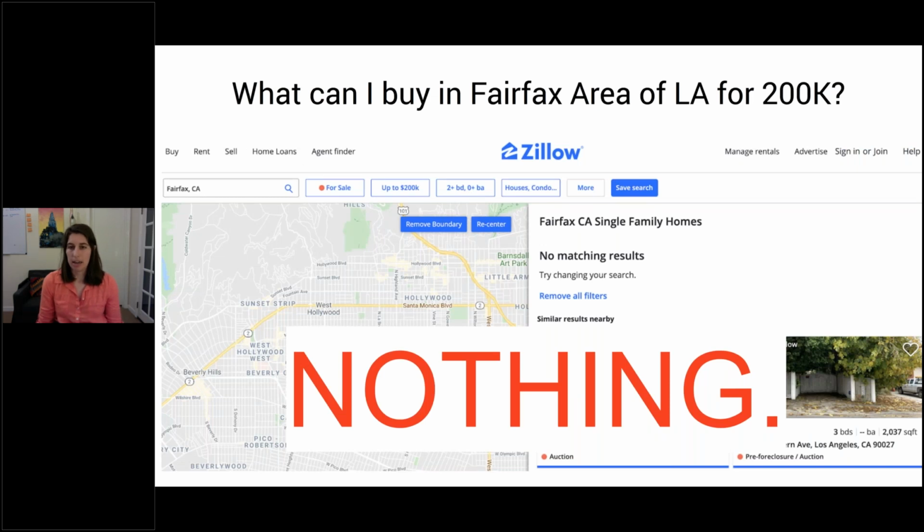And the answer is literally nothing. You cannot buy anything in Fairfax for $200,000. And so the opportunity to create additional units of housing on land that you already own, the numbers just really pencil out in a fantastic way.